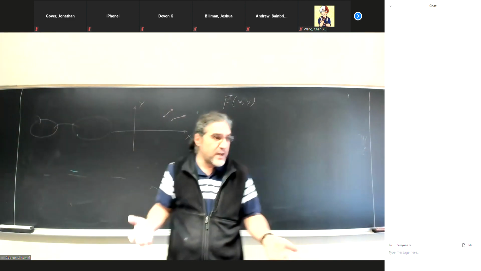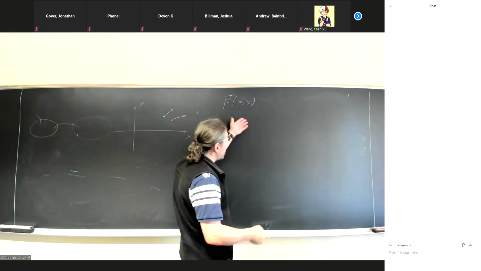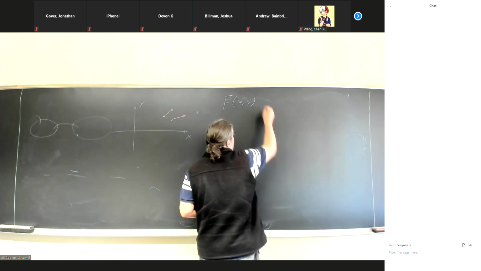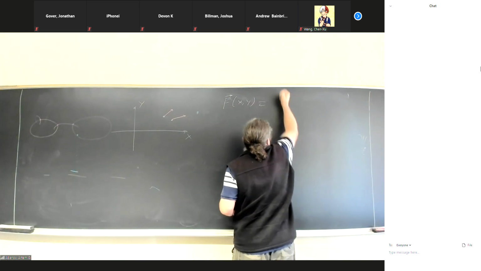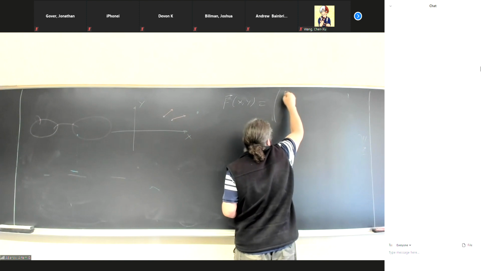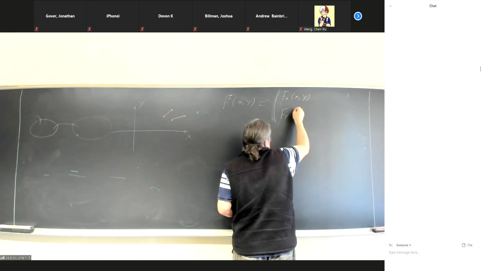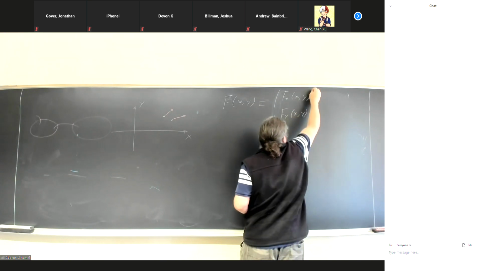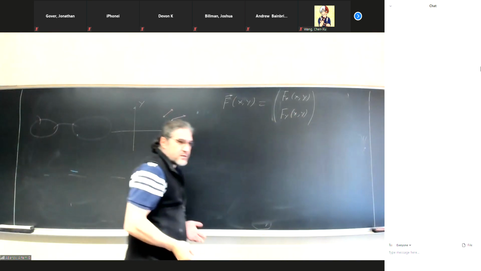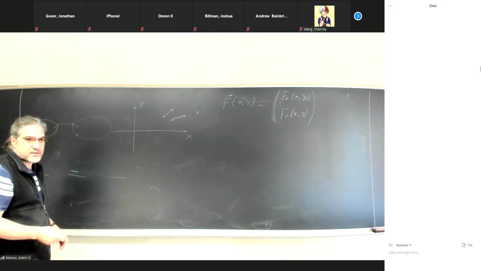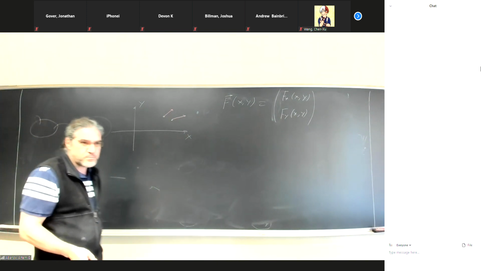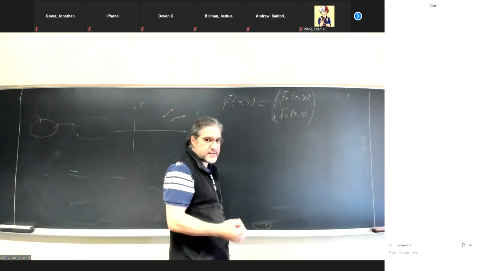It consists of two functions, of course, because it's a vector. It has an x component and it has a y component. So basically, just two functions, and I can represent them as vectors. That's all. Okay, that makes sense.